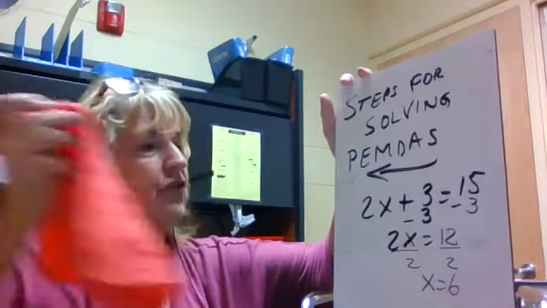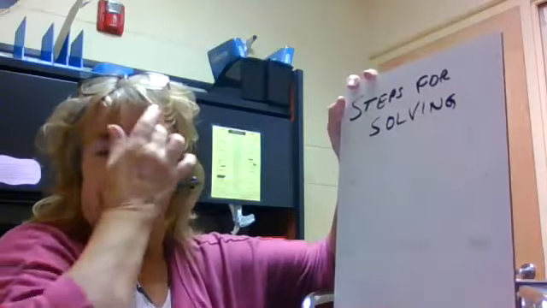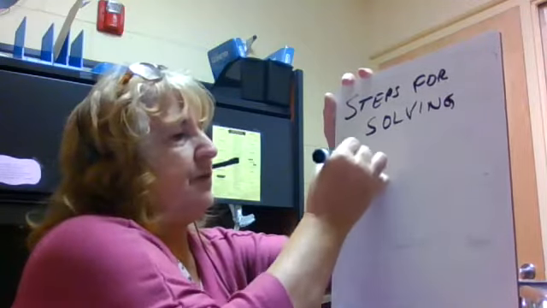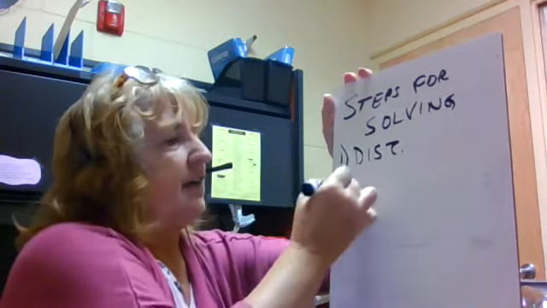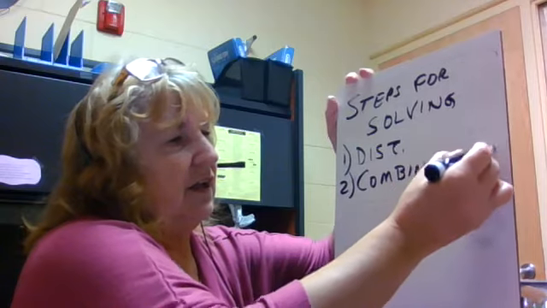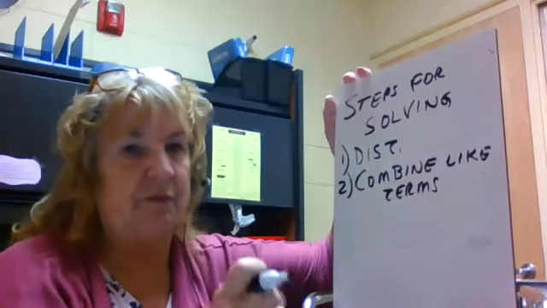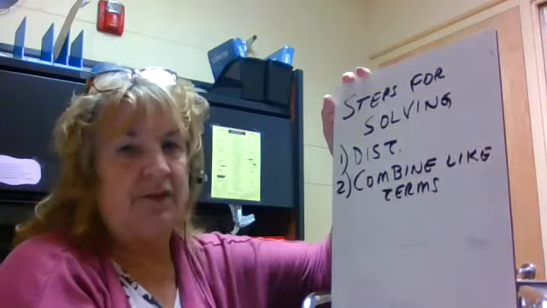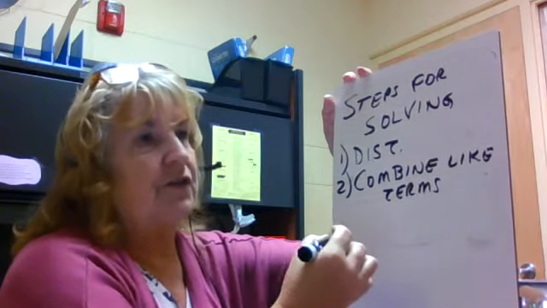The other thing, when you're solving, as far as your steps are concerned, the first thing we do is you distribute if you have parentheses. Second thing you do is combine like terms. If you have terms on the same side of the equal sign that can be put together, put them together. Make the problem shorter. So when you finish these two steps, this is the longest version of your problem.